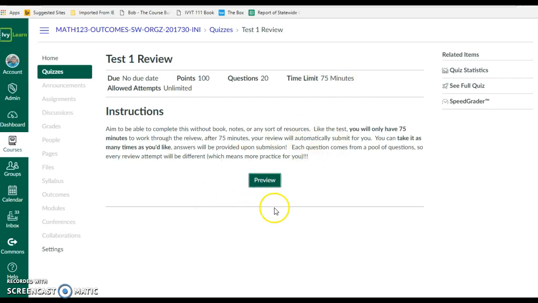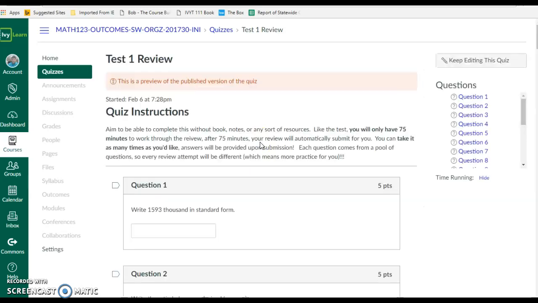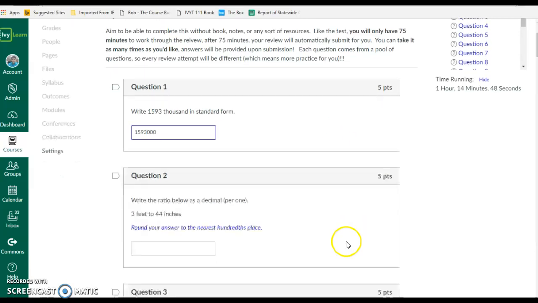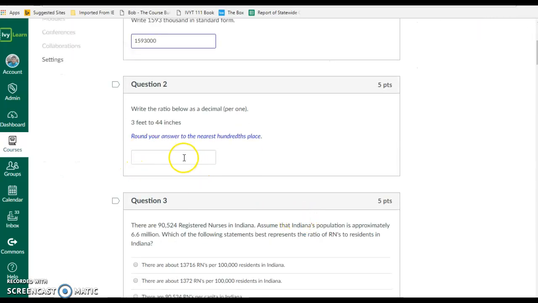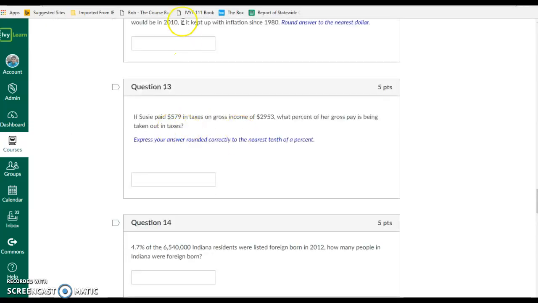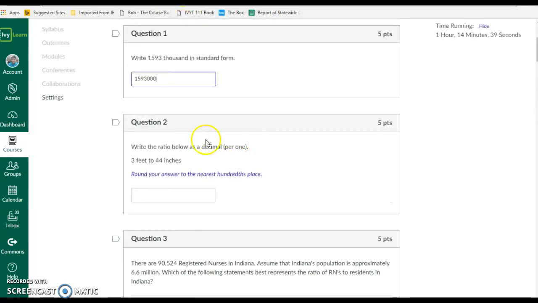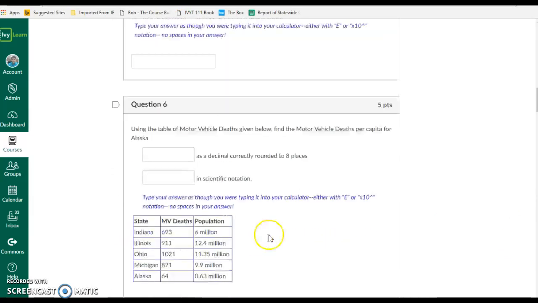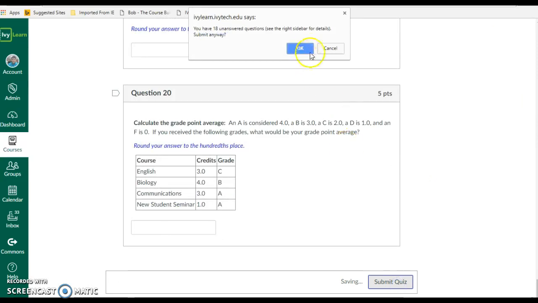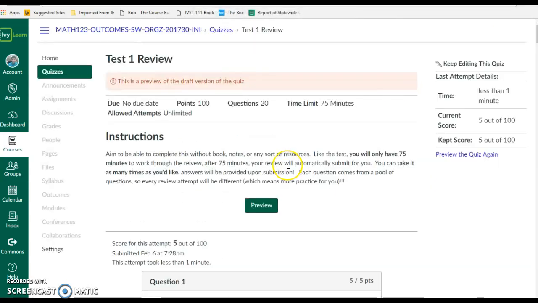So I can't take the exam, but I can preview it so that you can have an idea what's going on. So these are, write this in standard form. Well, 1, 5, 9, 3. 3 more zeros makes it 1,000. So you go through and you answer all of these questions. When you finish, well, let me get one wrong. Sorry, you're getting whiplash. So when you're done, and you go all the way to the bottom and you hit submit. Yes, I know there's 18 unanswered questions.